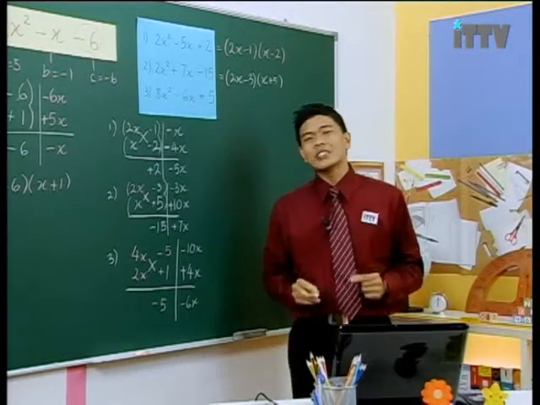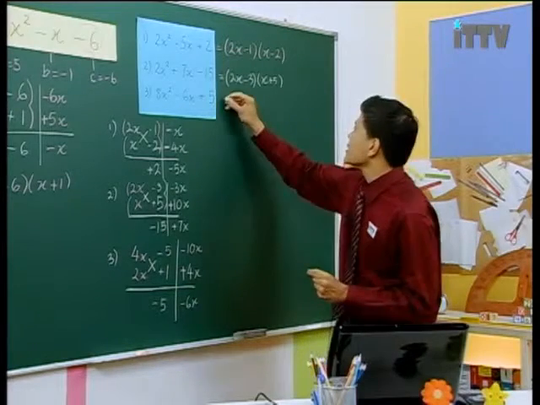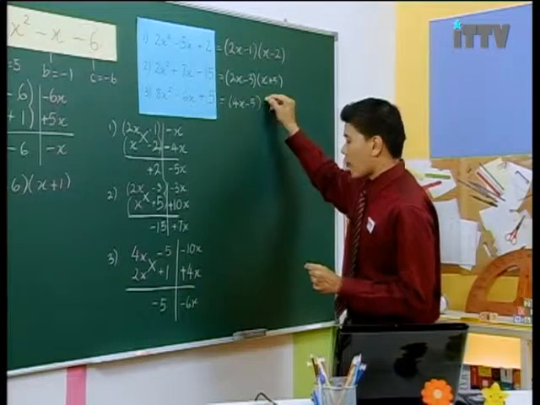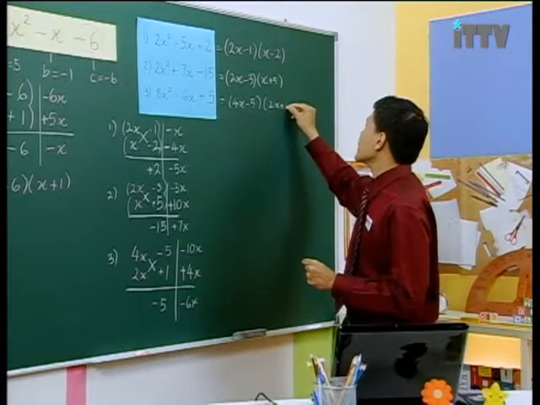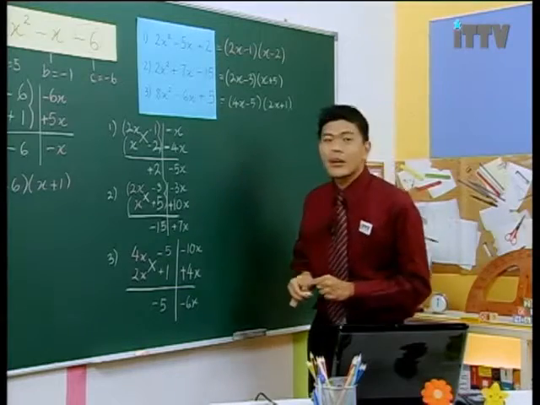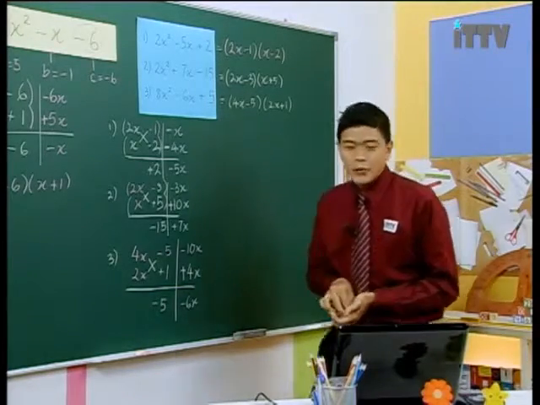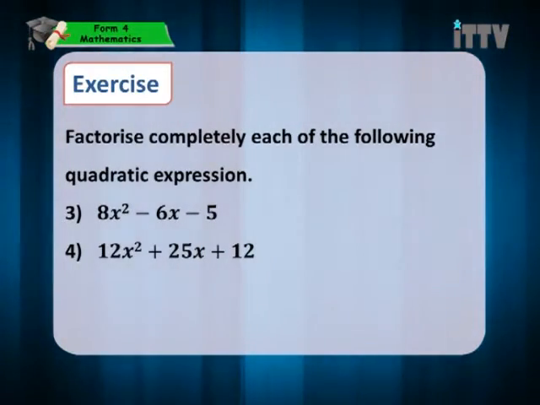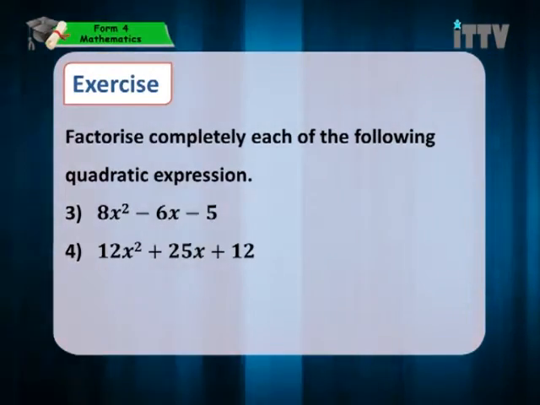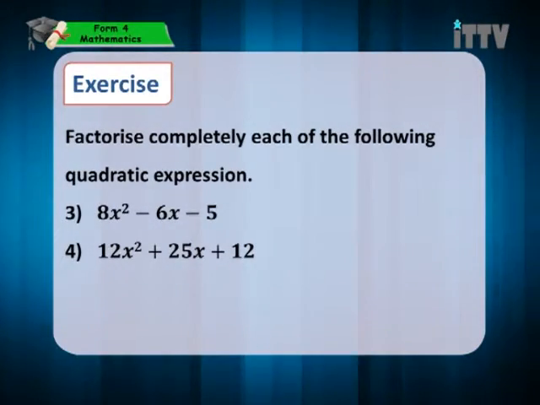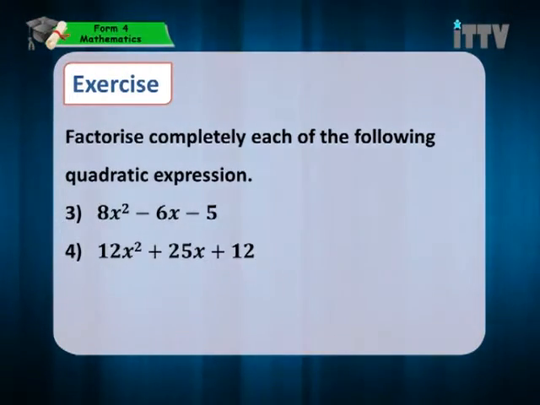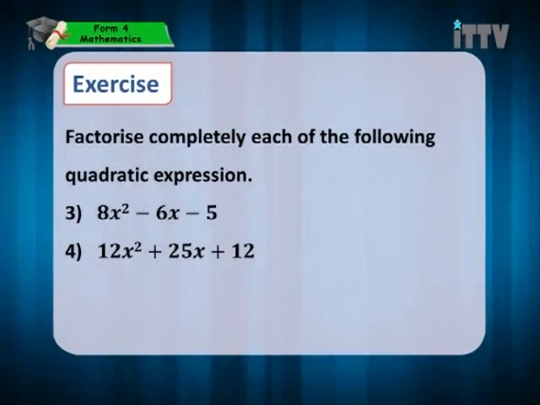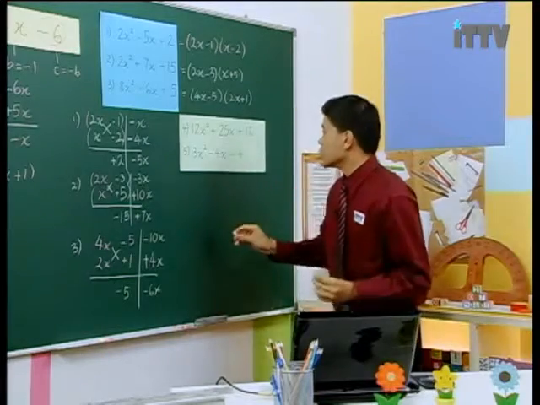Alright, so the factors of this quadratic expression are 4x minus 5 and 2x plus 1. Okay, now we're going to look at another two examples. Same, factorize completely each of the following quadratic expressions. Alright, another two more. Let's look at number 4.